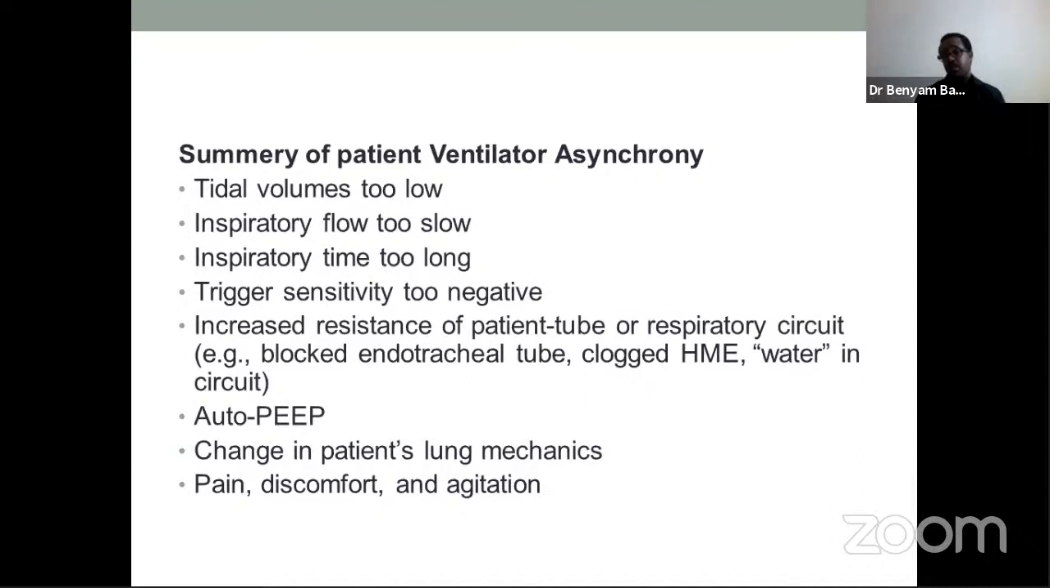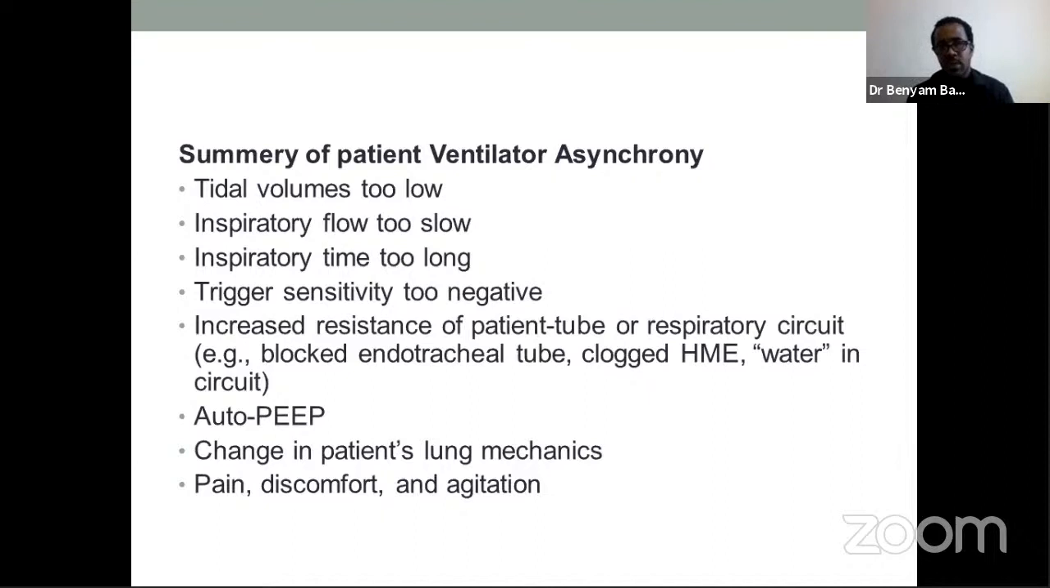And if we make the inspiratory time too long also, the patient might trigger inspiration before the whole expiratory volume is delivered. So we need to check the inspiratory time and the inspiratory flow whenever we have asynchrony. And we also have to check the trigger sensitivity.